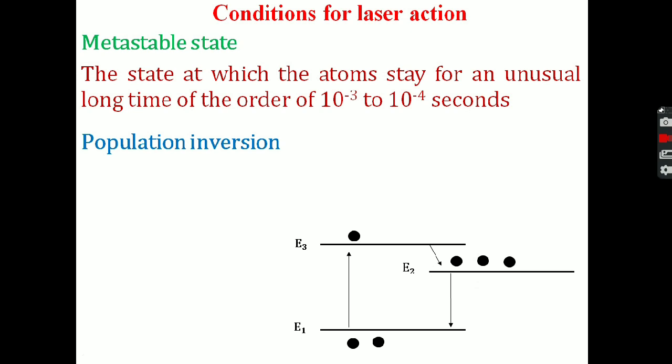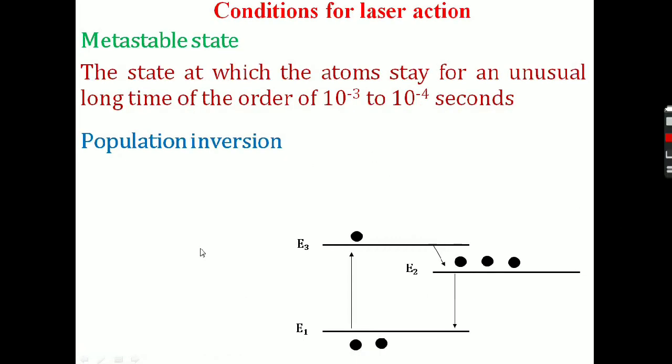But what is the necessity of population inversion? Population inversion is necessary because the stimulated deexcitations can take place only if the population is inverted. As I was mentioning, population inversion helps the material to undergo stimulated transitions. So stimulated transitions are possible if the population is inverted. Population inversion is possible if there is the existence of a metastable state.